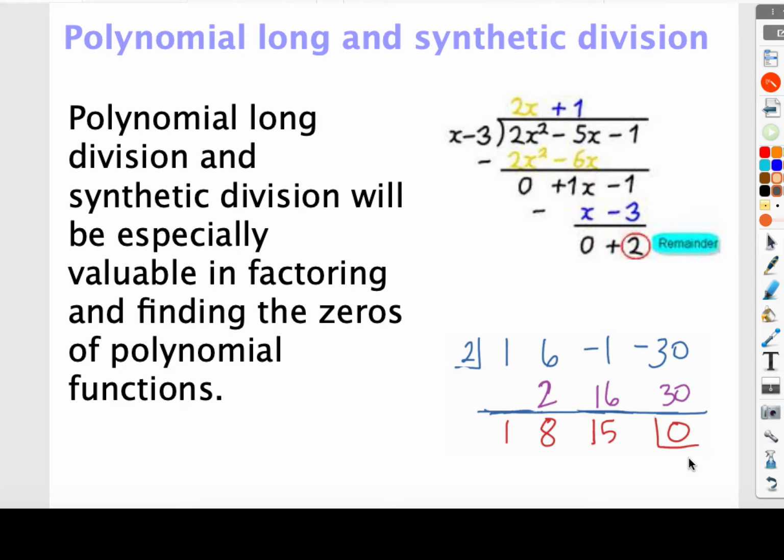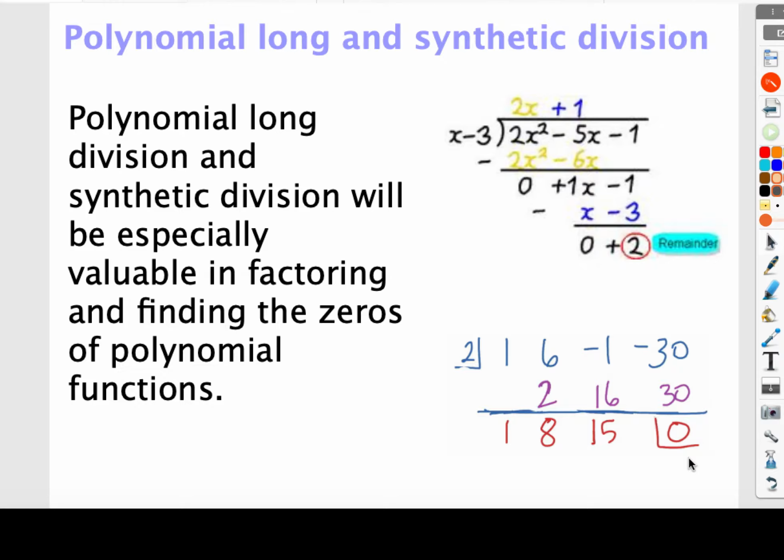Okay, this video is going to remind us what long and synthetic division are helpful for with polynomials. Polynomial long division and synthetic division can be really helpful when we're looking at polynomials and trying to factor, or more importantly, if we're trying to find the zeros of a polynomial, which, remember, the zeros of a function are basically the solutions when y equals 0, or solutions when the equation is equal to 0. They're the x-intercepts.